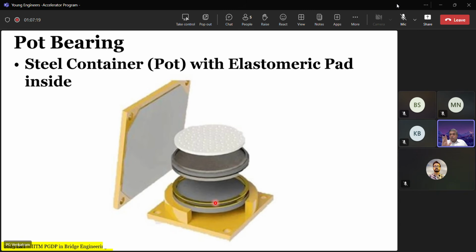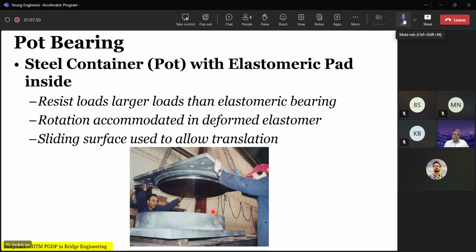You should be very clear about why the larger load. Otherwise, if I have an X size bearing, I make it double X. For a square bearing, my area becomes 4 times. I can say I'm taking 4 times the load, but you're also consuming 4 times more material, right? There's no fun in that. So in pot PTFE, the elastomeric disc, because it is confined, carries larger load. That is why they use the words that it can carry larger load for a smaller size of bearing. That is what is more important. It resists larger loads than the elastomeric bearing, which here means the unconfined elastomeric bearing.